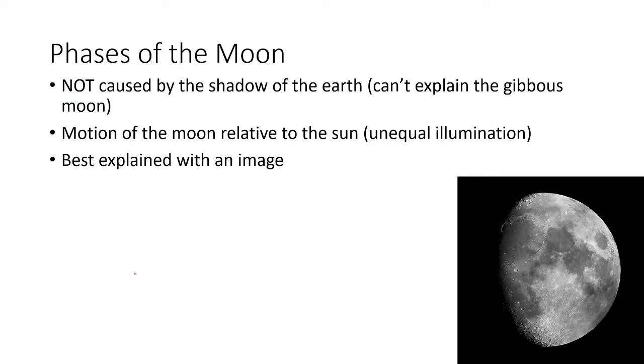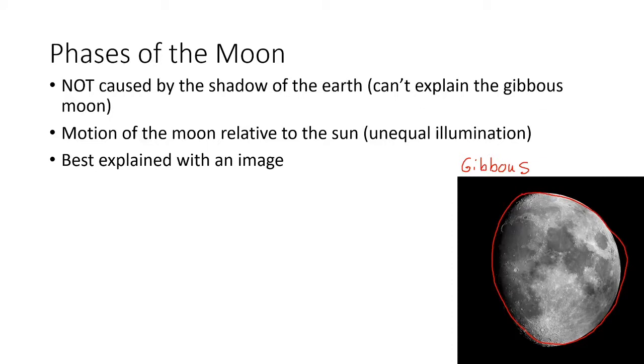Phases of the moon. And this is one that there can be some misconceptions about. The main misconception that people have is that the phases of the moon are caused by the shadow of the Earth. But here's where it falls apart. This is what we call a gibbous moon. And it has nothing to do with a gibbon, which is a type of ape. But notice the gibbous moon. It's kind of circular here.